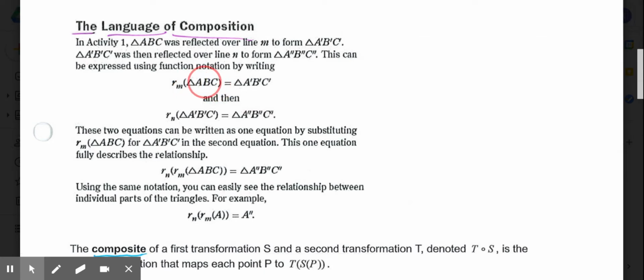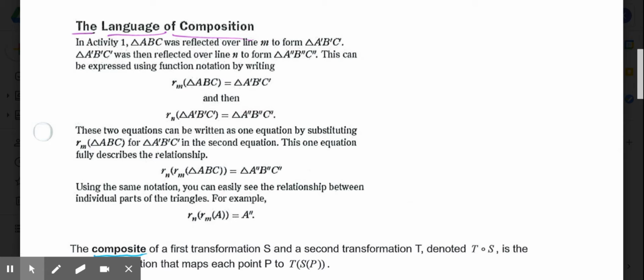Triangle ABC, whatever's in parentheses, is being reflected over line M, and our result is triangle A prime, B prime, C prime. Then the second step in that reflection notation would be A prime, B prime, C prime being reflected over line N to give us triangle A double prime, B double prime, C double prime. Now, if we're doing a series of reflections, we can combine these notations into a simpler form.